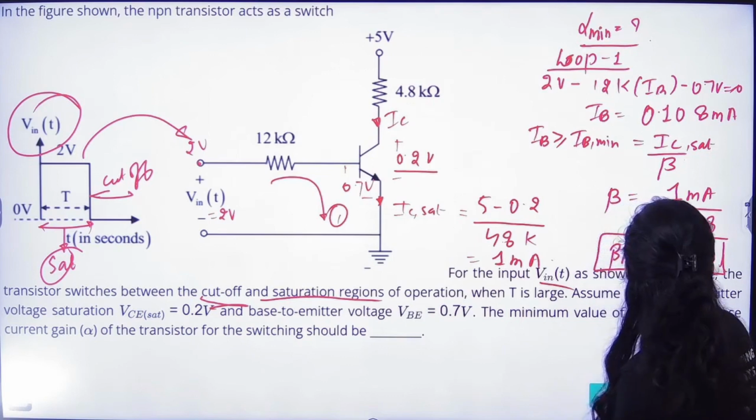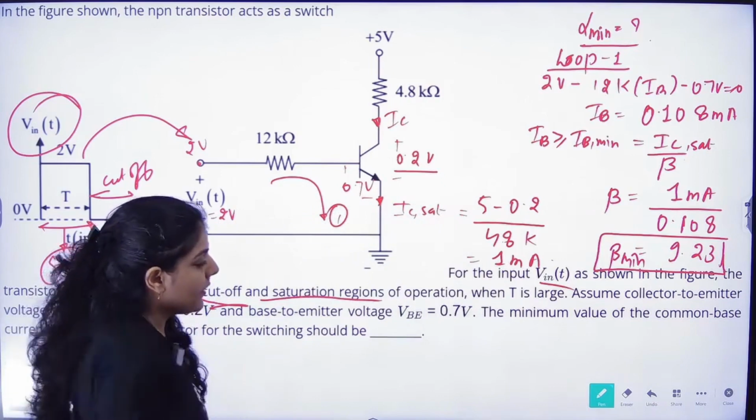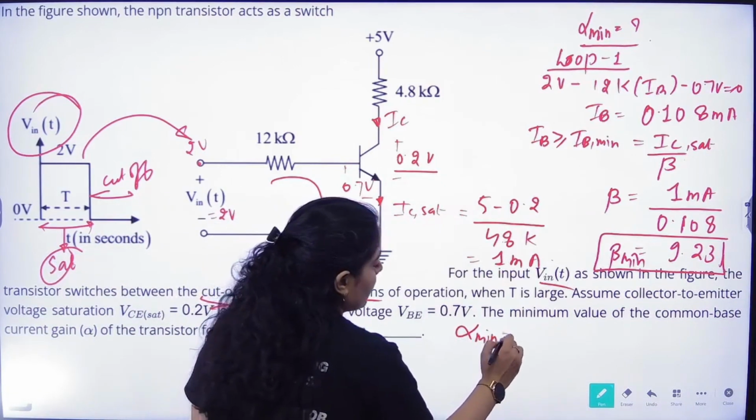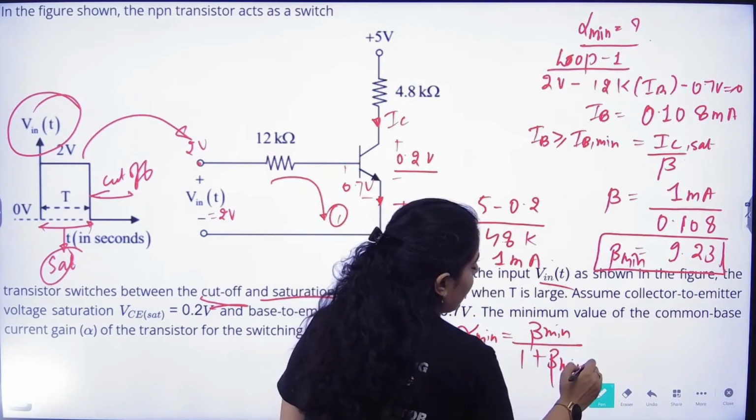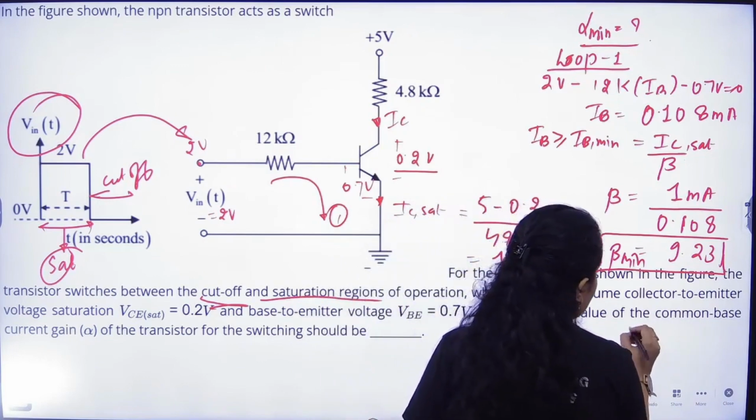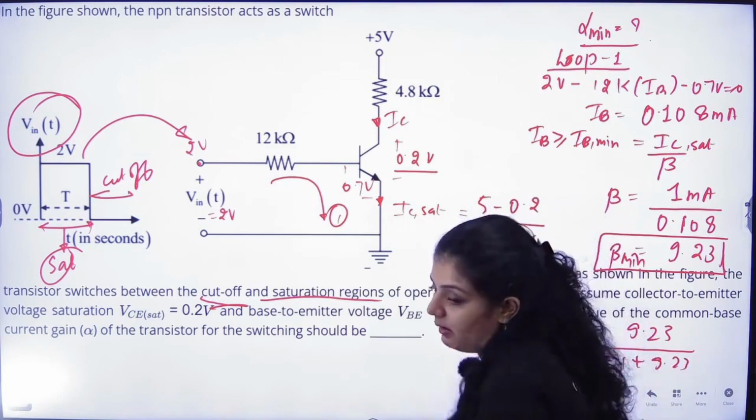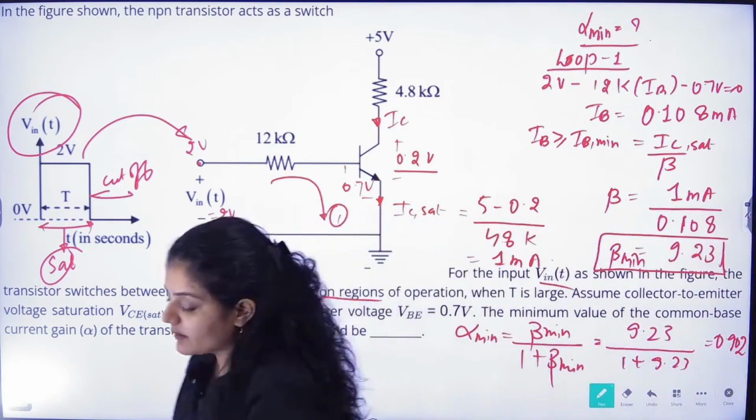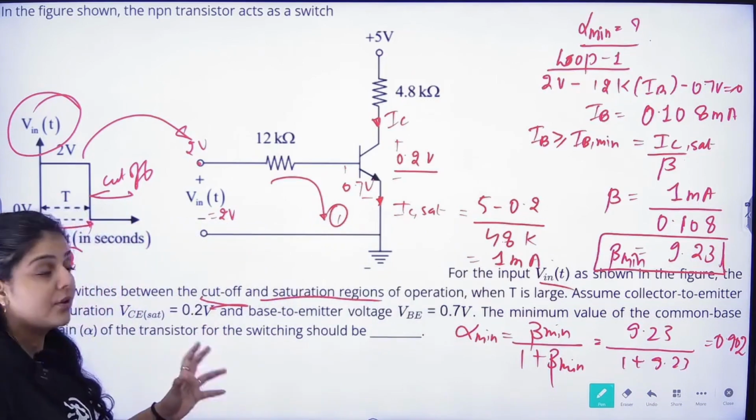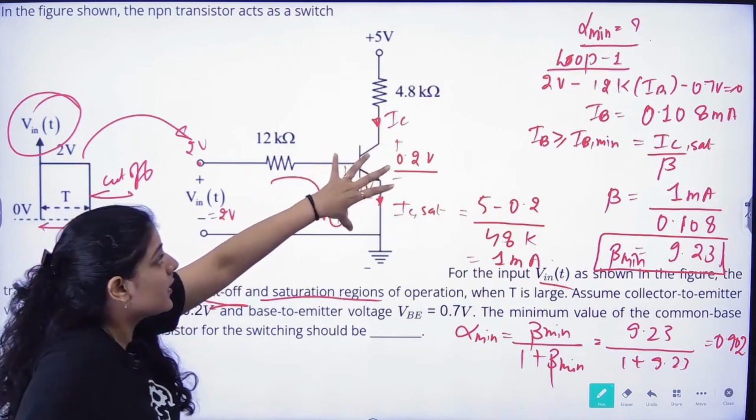Beta minimum. Now we should know the relation between alpha and beta. So alpha minimum will be equal to beta minimum divided by 1 plus beta minimum. So 9.23 divided by 1 plus 9.23. It will come out to be 0.902.